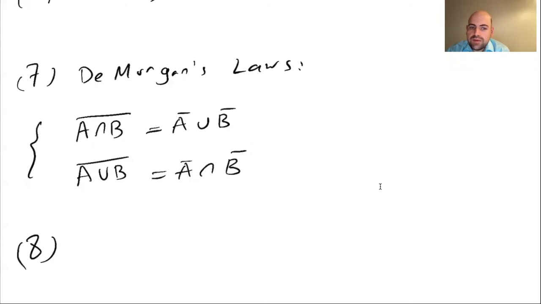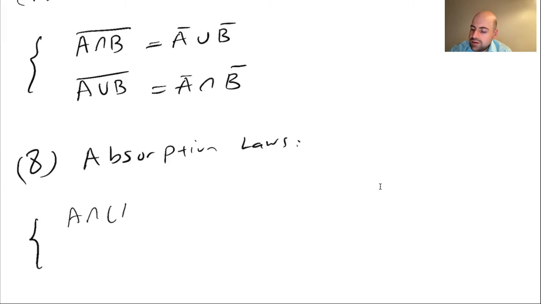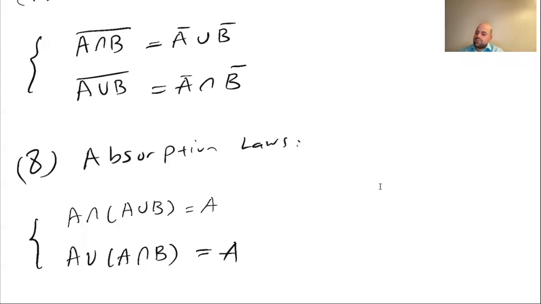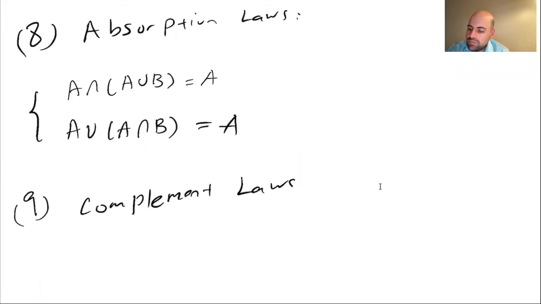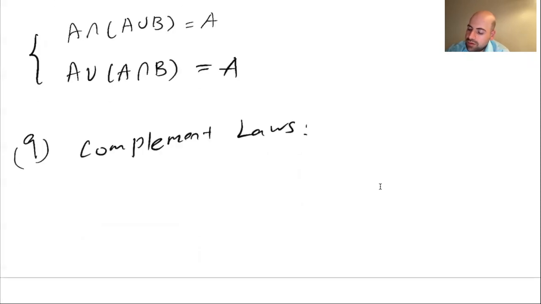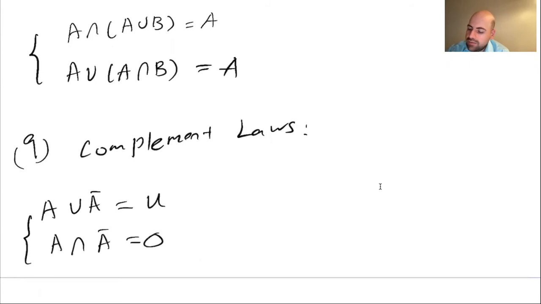And you also have absorption laws, which say A intersection (A union B) is A, and A union (A intersection B) is A. And complement laws. This one says A union A complement is U, and A intersection A complement is empty set.